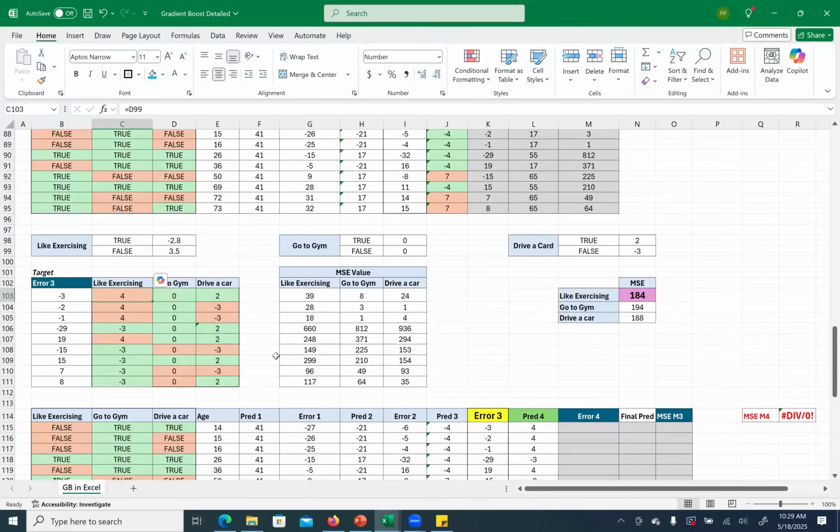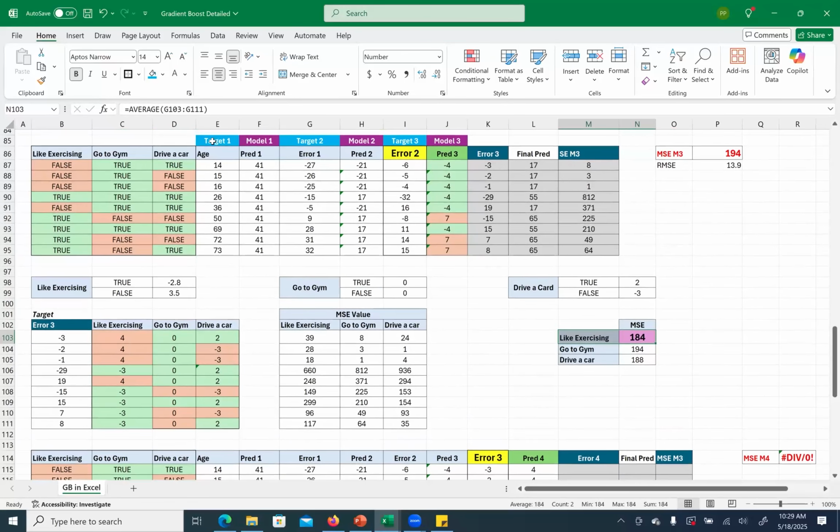Again, I will use like exercising, go to gym, drive a car as my input variables and see which one is giving me the highest accuracy. And again, you will see that this time again it is like exercising. First time we used like exercising, then we used go to gym. Now it is not drive a car. Again, it is like exercising. It means that every time all the 3 variables have a chance to come out as an important variable. So like exercising is again coming out as an important variable.